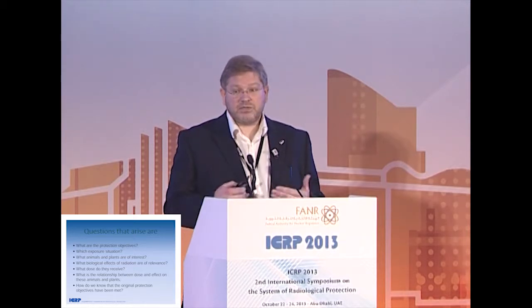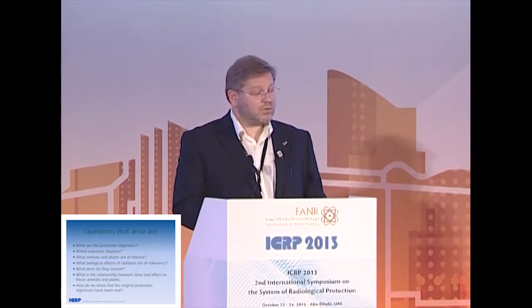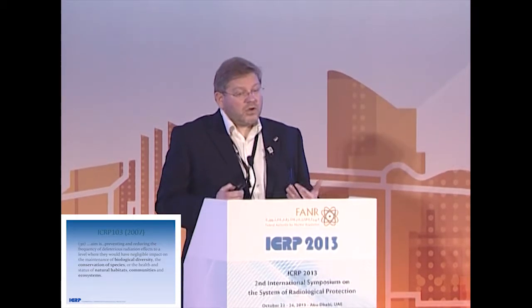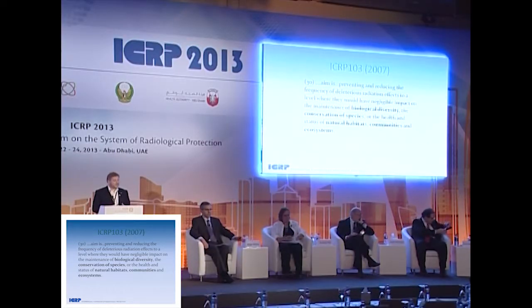So all of the information I'm going to be talking about today has been put together in the context of what happens elsewhere in chemical risk assessment and so on as well. So we've got our protection goal as specified within ICRP Publication 103, that we want to try and protect biological diversity and conserve species and so on, and habitats.